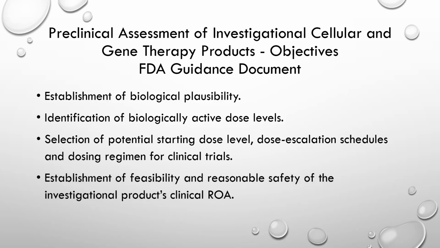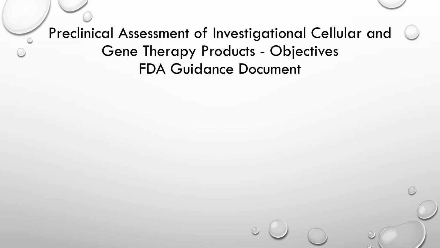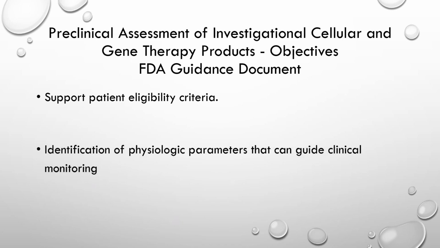And again, your route of administration is important. It's one of the potential sources of safety issues, safety events and adverse reactions. So you need to look at the feasibility and the reasonable safety of the investigational product's clinical route of administration. Your patient eligibility criteria will be based upon, for example, the selectivity of your drug. How is your drug acting? What's its mechanism of action? And is it applicable for the patient? That will be supported by your non-clinical or preclinical studies, your animal studies.